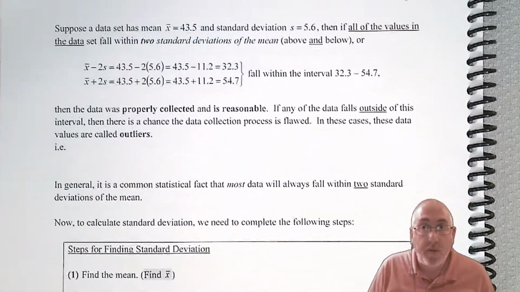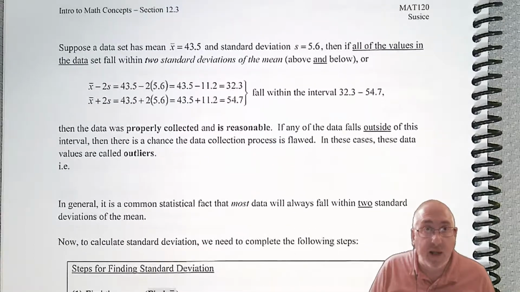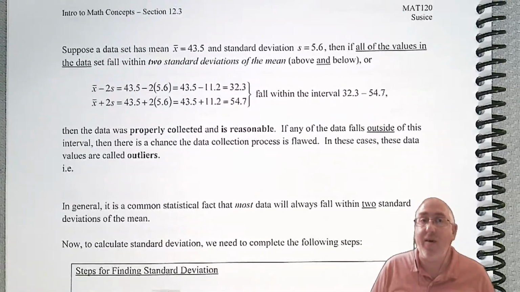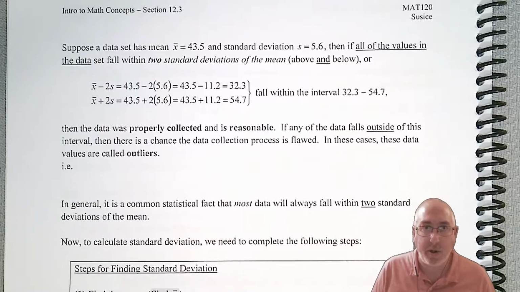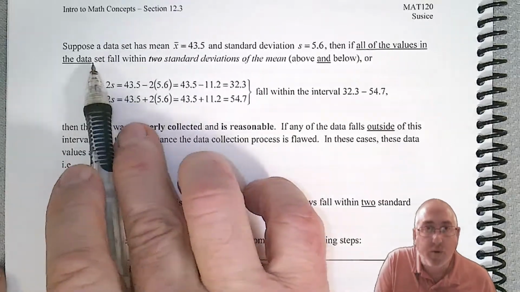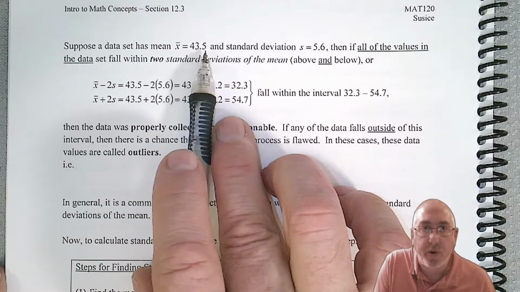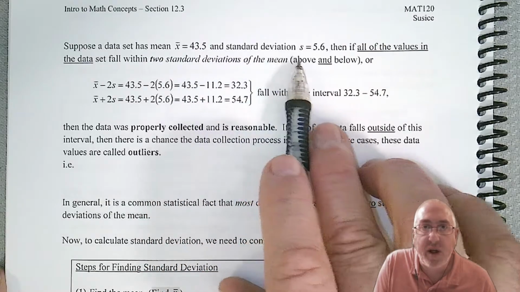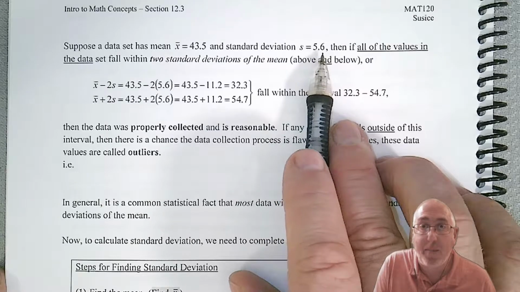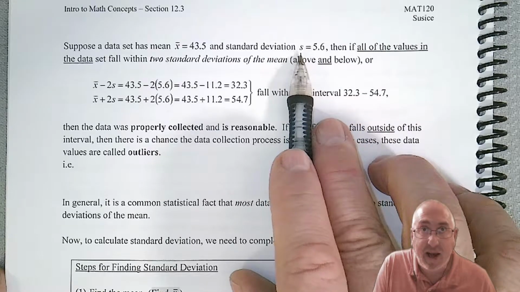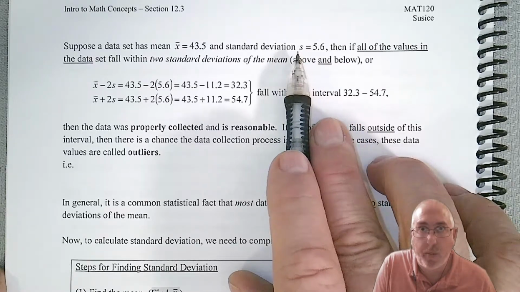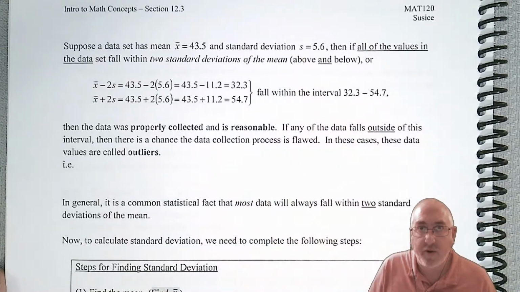Now, I will note that we are not going to be doing this in this class, but this just gives you an idea of how standard deviation can be used. So let's suppose that we have a data set and it gives us a mean x bar equal to 43.5 and a standard deviation s equal to 5.6. And if you haven't guessed, s is the letter we'll be using for standard deviation.